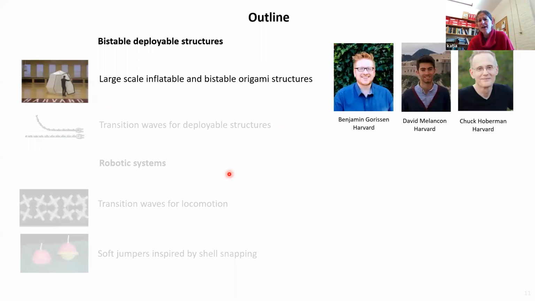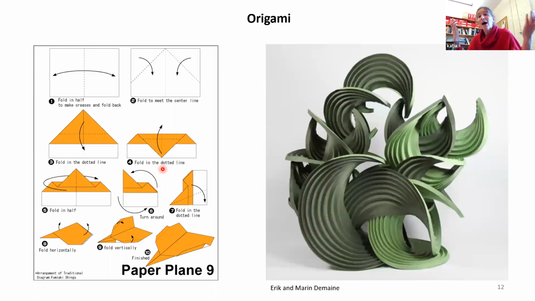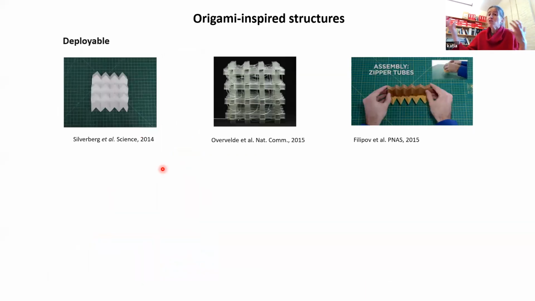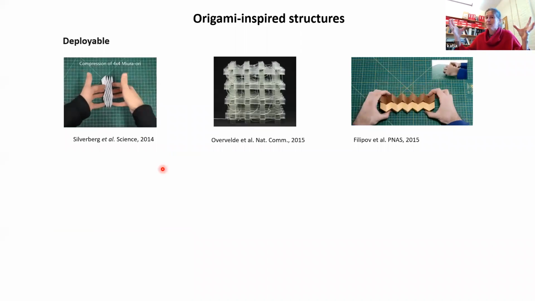This is an effort that has been led by my postdoc Ben and my student David, in collaboration with Chuck Oberman. All right, so for this project, we have been inspired by origami. I believe we are all familiar with origami. It's the art of folding paper. We have all used origami since we were kids to fold planes and boats. Artists have used origami to create beautiful sculptures. And more recently, scientists and engineers have been exploiting origami principles to design deployable structures, so structures that can dramatically increase their volume.